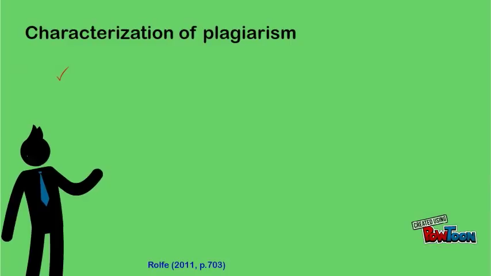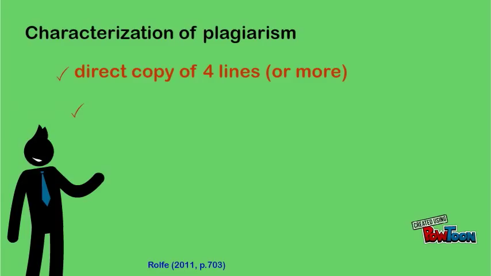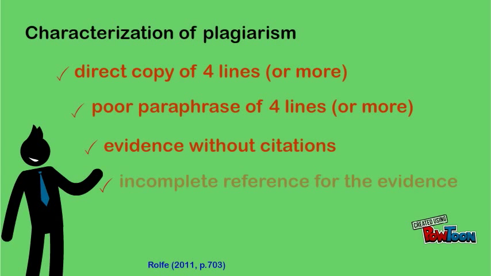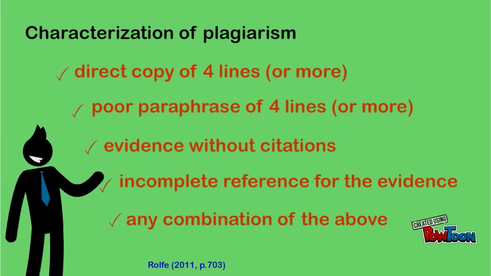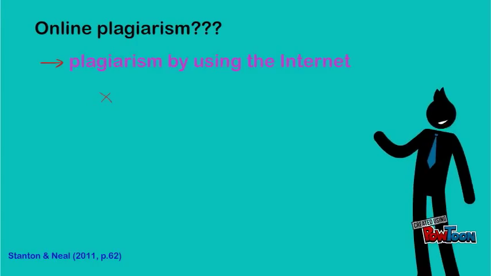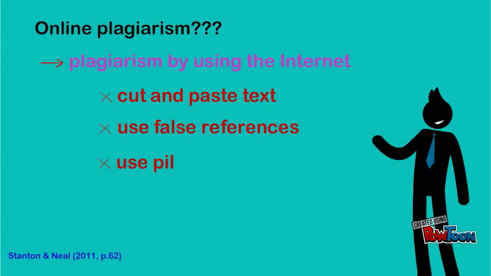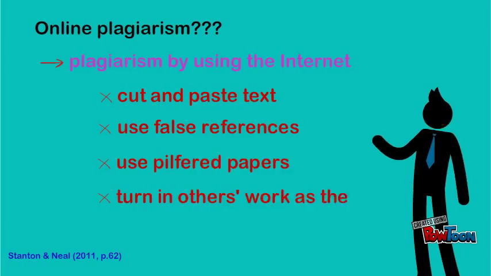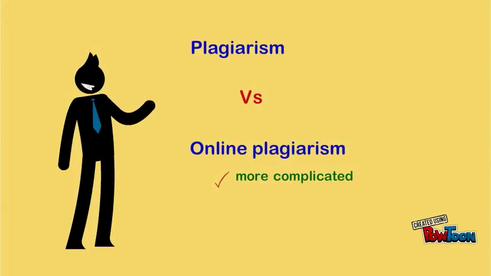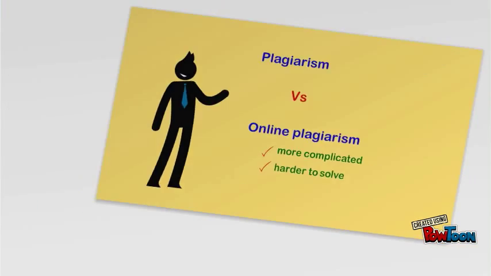An author characterized plagiarism as directly copying 4 lines or more, poorly paraphrased 4 lines or more, evidence without citations, lack of full reference for the evidence, and any combination of them. Online plagiarism means a recent kind of plagiarism by getting online assistance in which individuals do academic misconduct such as cutting and pasting text, falsifying references, using illegally bought papers, and submitting others' work as their own. Online plagiarism is also referred to as cyber-plagiarism, internet plagiarism, and cyber cheating. In fact, online plagiarism is much more complicated than plagiarism, and so is much more difficult to resolve.